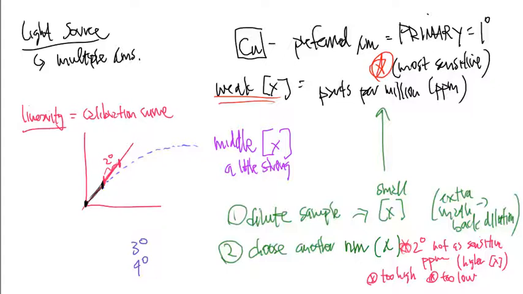The problem is that typically, as you go up from primary to secondary to tertiary to quaternary, it allows you to measure higher concentrations. But you cannot measure low concentrations. And that's the purpose of having multiple wavelengths that you can make your analysis with.